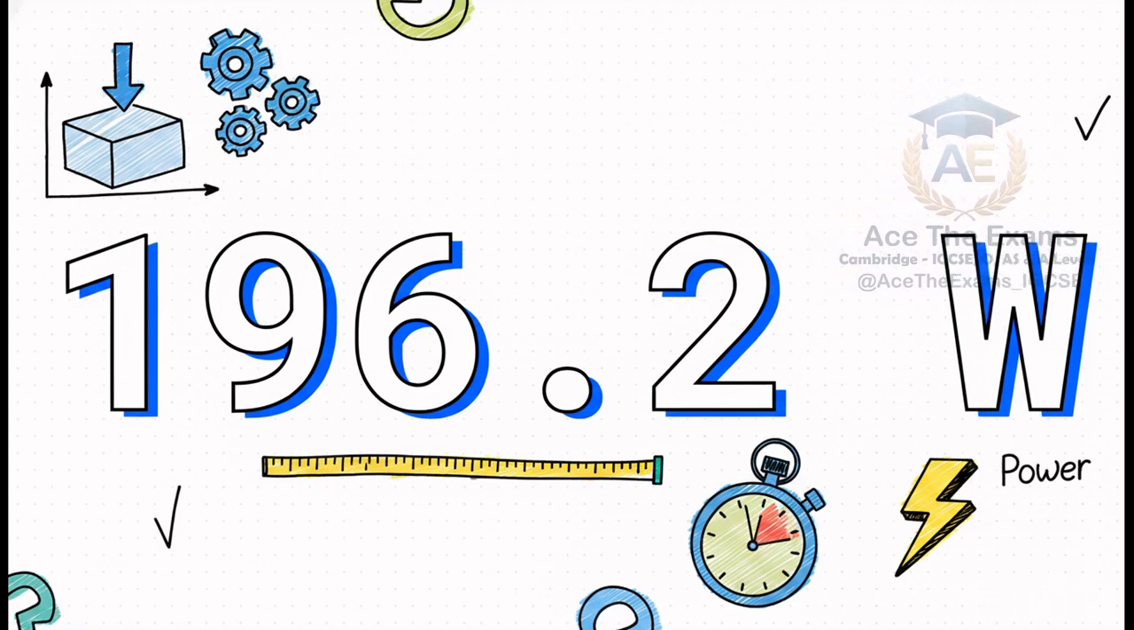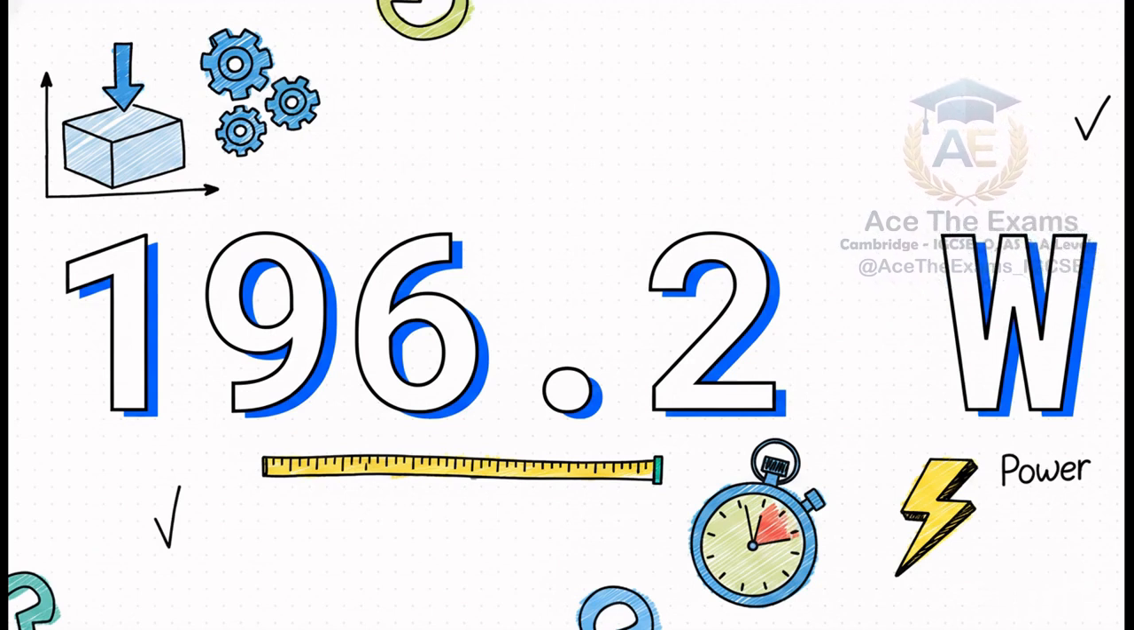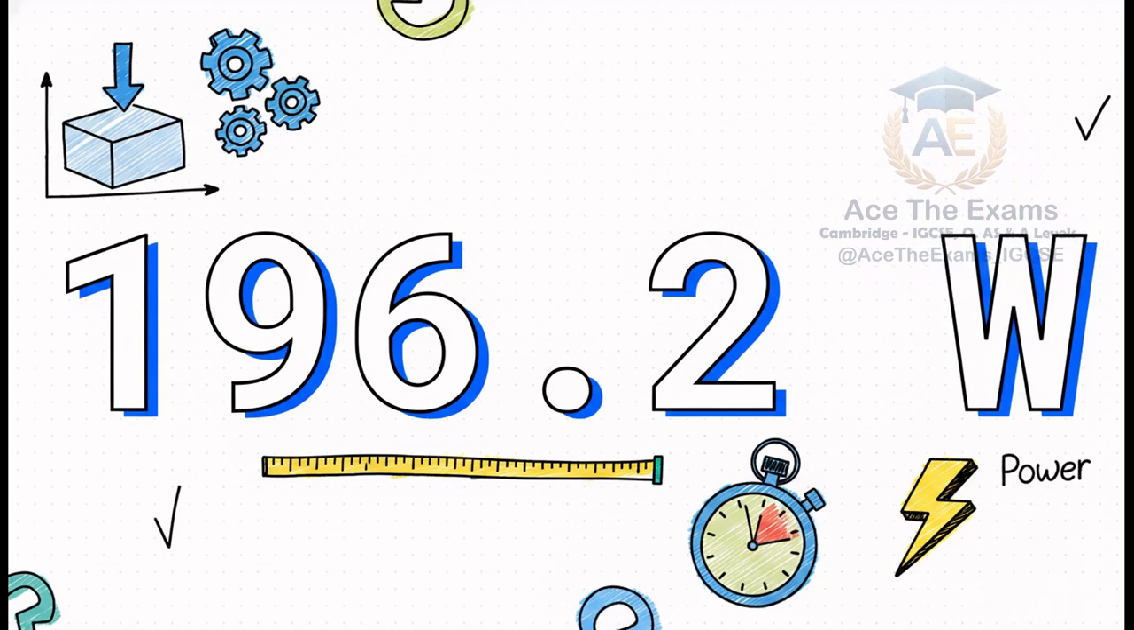But wait. Remember our very first trap. To lock in those method marks, you absolutely must write 196.2 watts, or a capital W, and carefully verify your significant figures based on the data given in the exam.